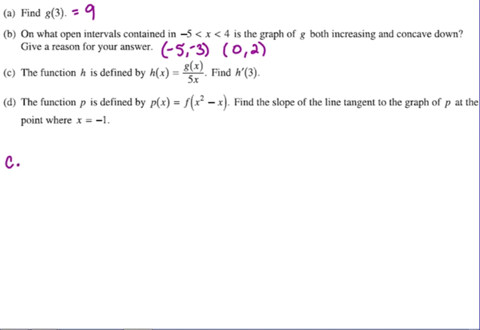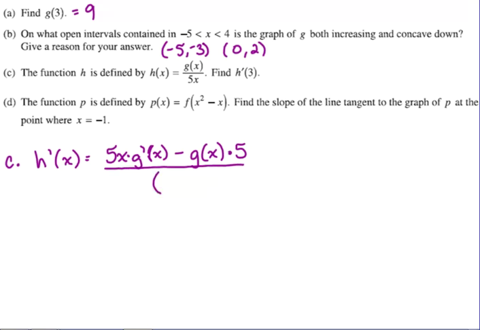And this is why we learned those general rules for quotient and product and chain and all that, because this is how they love to use them. So we're trying to find h prime of 3. So let's start with just h prime of x. So it is low d high. So 5x times g prime of x minus high d low g of x times 5 all over low squared. So (5x) squared.